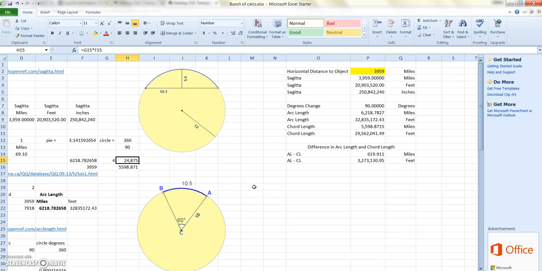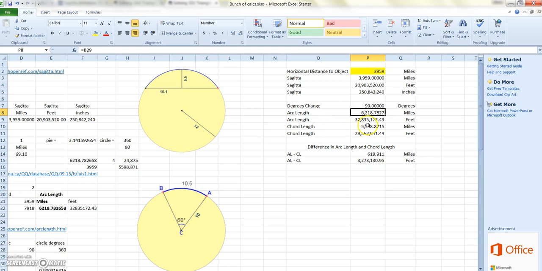doesn't matter whether you use 24,900 or 24,875. If you use a 1 mile difference in the radius or circumference or whatever, it's not going to make a difference in the calculations. And I've already proven that. If you want to know that, go back and watch my other video where I talk about the math of the globe. So anyway, I know that number's right, 3959.